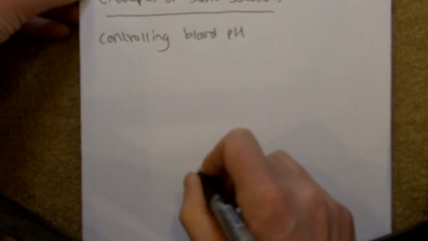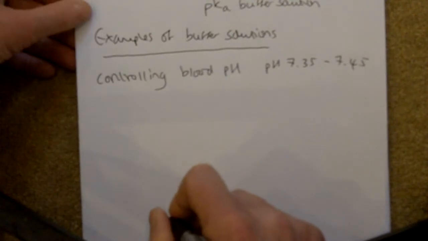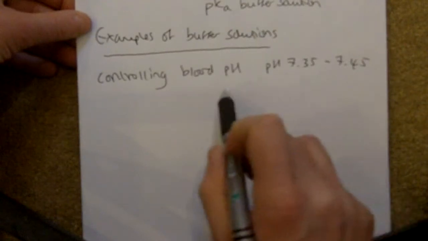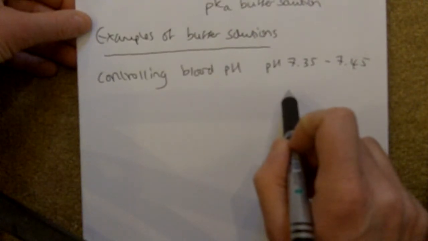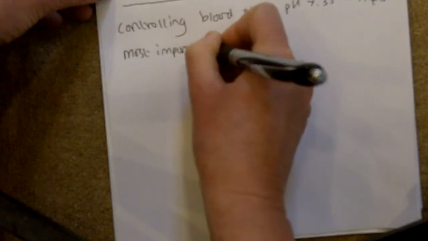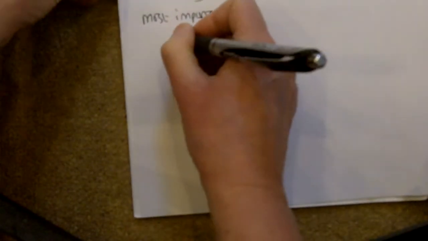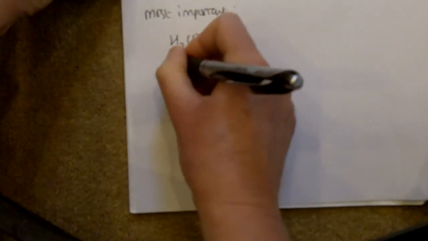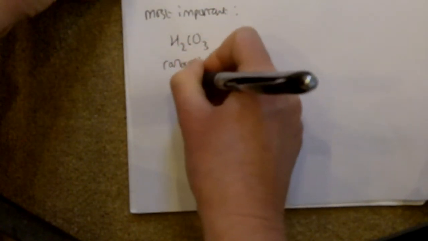Okay, blood needs to be maintained between 7.35 and 7.45. Ideally, blood should be pH 7.4. And it's a mixture of buffer systems that maintain the pH of blood. There are several buffers, but the most important one you need to know for A-level chemistry is carbonic acid, H2CO3.